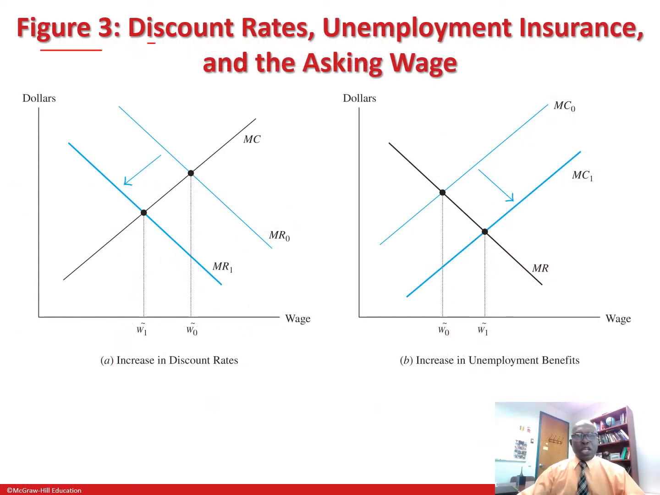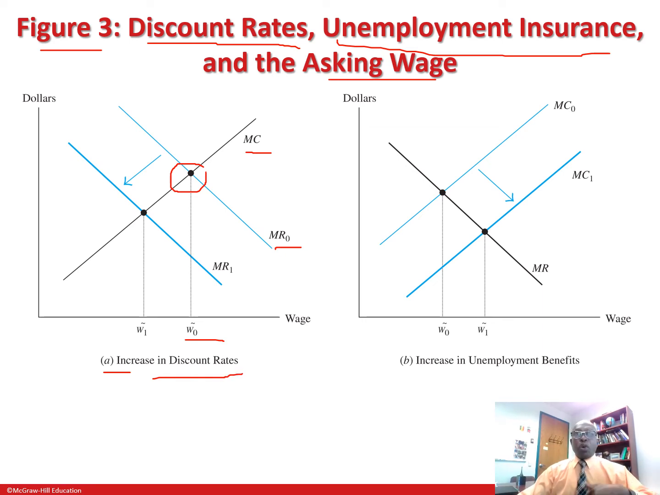Figure 3 displays the discount rate, unemployment insurance, and the asking wage. In panel A, the asking wage equilibrium would be W theta 0, where marginal revenue MR0 crosses the marginal cost at this equilibrium point. Suppose there is an increase in the discount rate. A present-oriented worker has a higher discount rate and gains less from additional searches, so the marginal revenue curve will shift down to MR1, and the asking wage will fall from W theta 0 to W theta 1, where the new marginal revenue crosses the marginal cost.